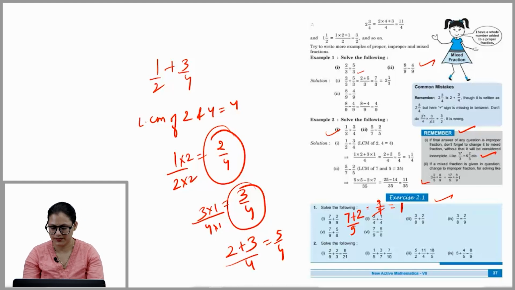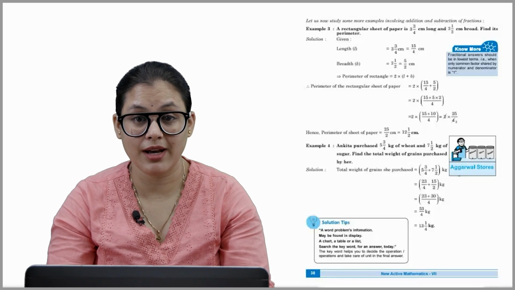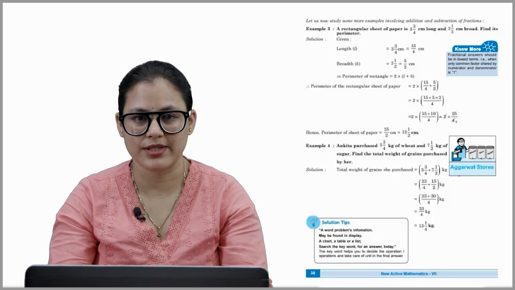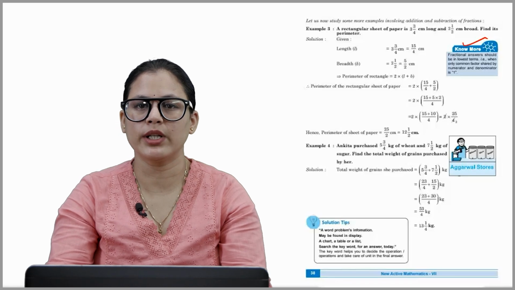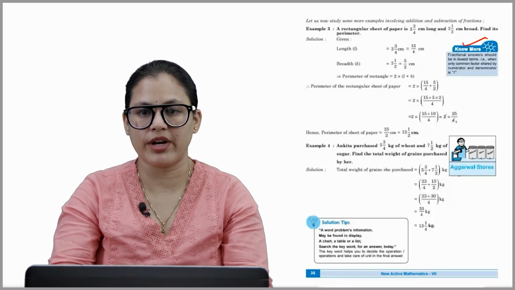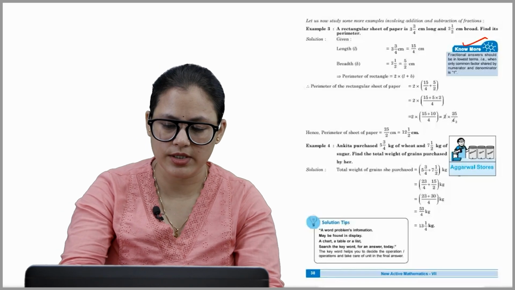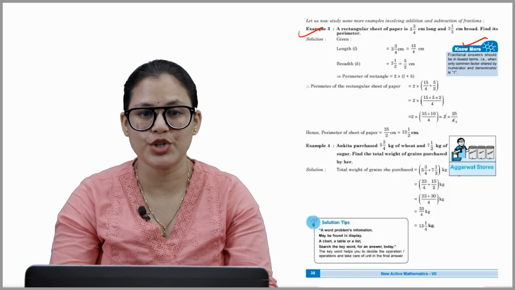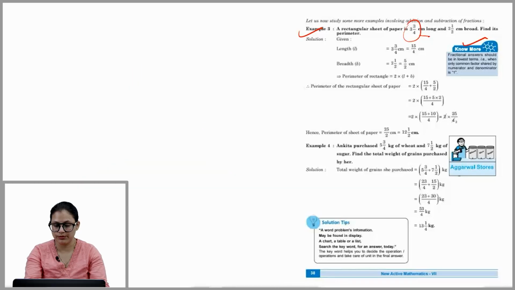Right, students? Let us now study some more examples involving addition and subtraction of fractions. But first, a note. Fractional answers should be in lowest terms, that is, when the only common factor shared by the numerator and denominator is 1. Okay. So, let us check out what example 3 says. A rectangular sheet of paper is this long and this broad. Find the perimeter. So, you know the perimeter of a rectangle is 2 times length plus breadth.